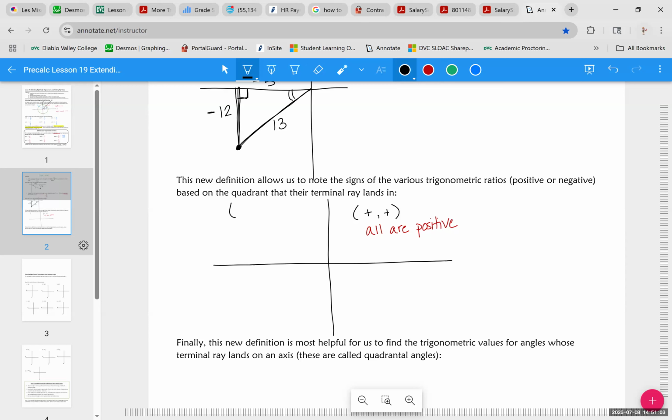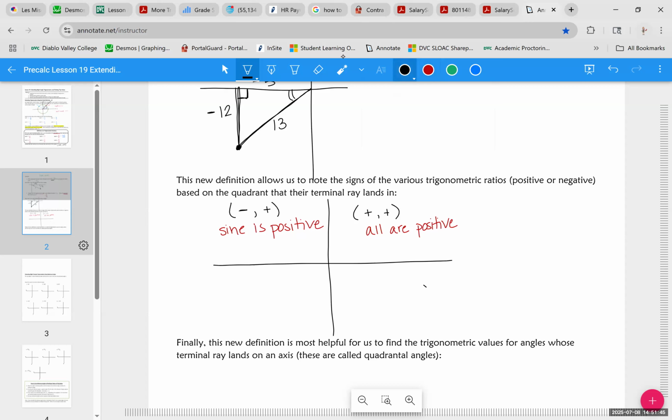If I'm in the second quadrant, the x is negative, but the y is positive. So that means cosine is negative, sine is positive, and if I divide them, the tangent would be negative. So everything's negative except for sine and its reciprocal. We're going to talk about this with just the three, sine, cosine, tangent, and then we will assume that when you flip it, the sign would be the same. If it was negative, when you flip it, it's still negative. So we're going to label this one as sine is positive and its reciprocal.